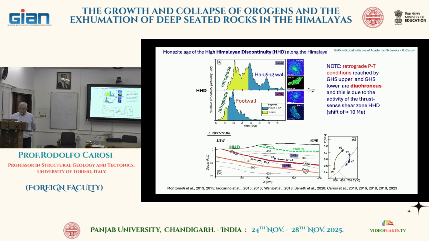But if we put it all together, this graph is from our data and the data by Jamie Wang and others, 2018. We can put here the HHD, here the retrograde ages in the hanging wall and the upper part of the shear zone. If we go down in the footwall, you can see the prograde ages and the retrograde ages. What is the difference between these two parts of this picture?